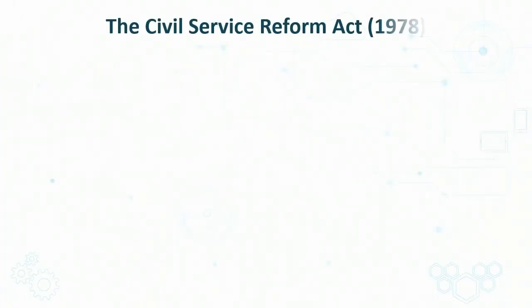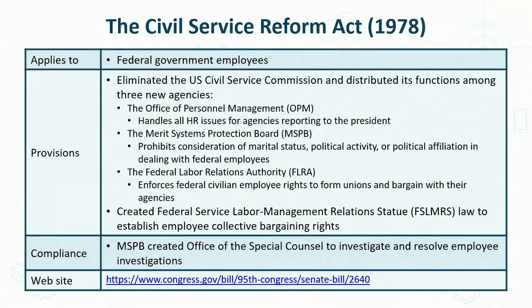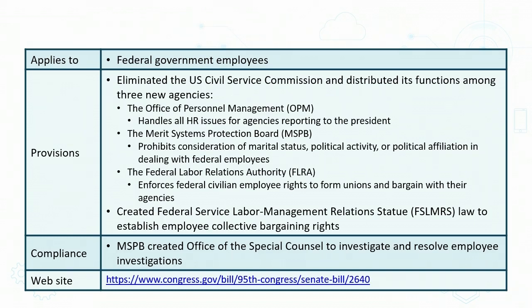The Civil Service Reform Act of 1978 reformed the civil service of the United States federal government, partly in response to the Watergate scandal. The act abolished the U.S. Civil Service Commission and distributed its functions primarily among 3 new agencies to take its place. The Office of Personnel Management, OPM. This is the executive branch's Human Resources Department. It handles all HR issues for agencies reporting to the U.S. President. The Merit System Protection Board, MSPB.